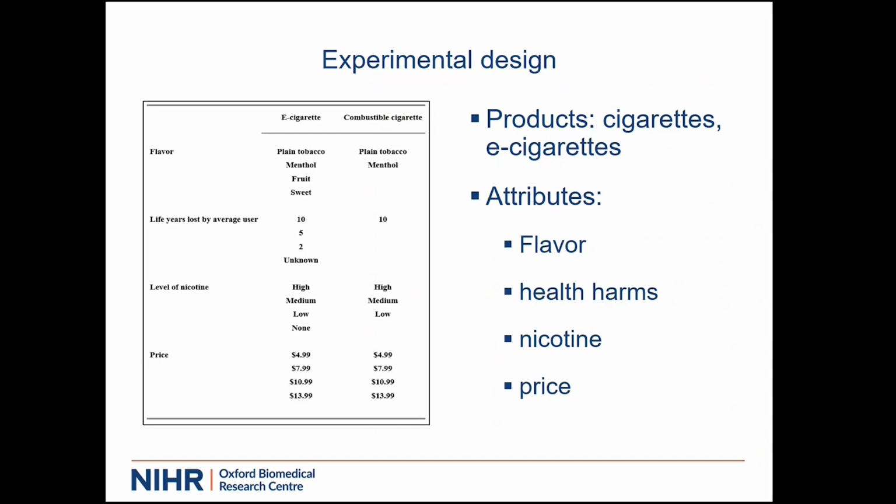The second was the health harm, in terms of how many life years were lost by the average smoker. That's generally thought to be about 10 years for cigarettes. But of course, we don't know so much about e-cigarettes, so we allowed that to vary: 5 years, 2 years, or just "we don't know." The level of nicotine, again for e-cigarettes, could be high, medium, low, or nicotine-free. Nicotine-free cigarettes don't exist, so we didn't have those in the design either. For cigarettes, it was just high, medium and low levels of nicotine. And finally, prices: $4.99, $7.99, $10.99, and $13.99.